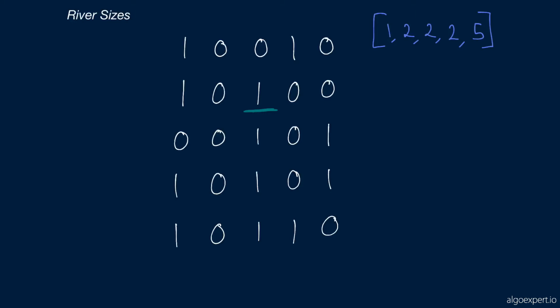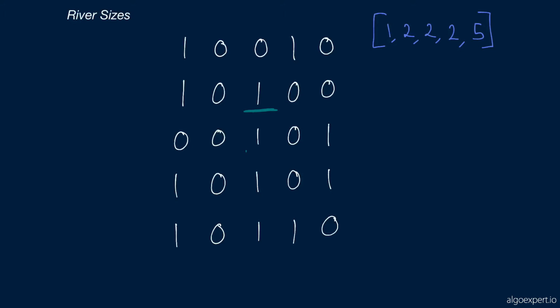So you're traversing the matrix, you get to this one, okay? So you know that you're part of a river now, and you look at all of this one's neighbors. You look at the one above it, it's a 0. You look to the left, it's a 0. To the right, it's a 0. So far, we haven't found any neighboring ones to this one. But then you look below it, and you've got a 1.